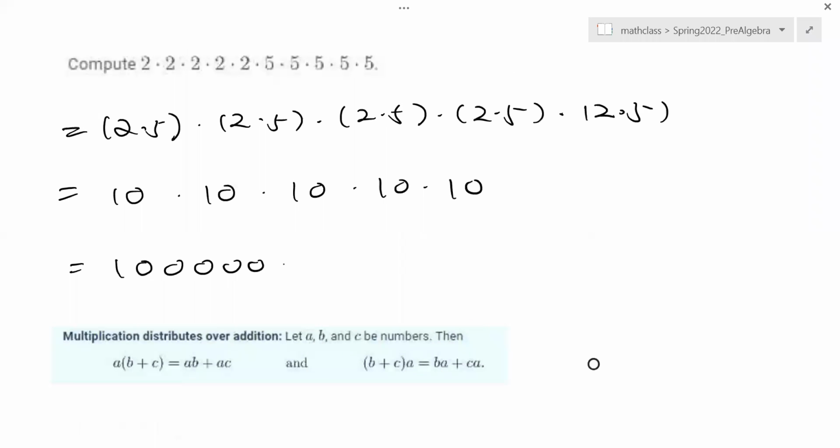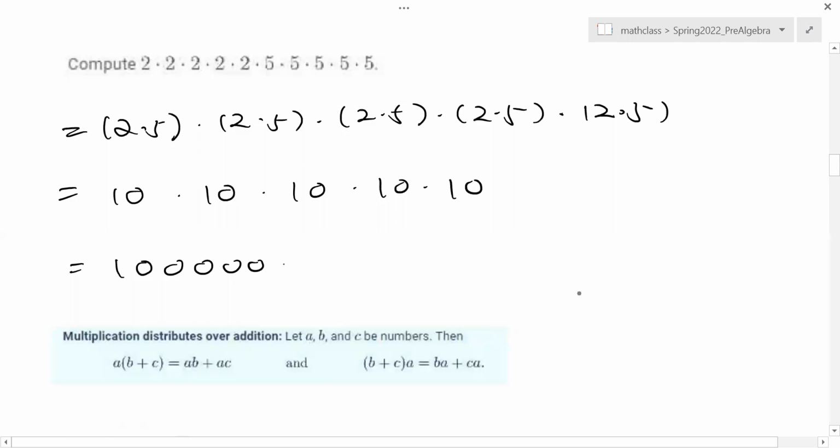Next, I want to mention, because we already mentioned addition and multiplication, there are certain rules that follow. This is called the multiplication distributes over the addition. If A, B, C are numbers, then A times (B plus C) equals A times B plus A times C. But you can also put the answer on the right-hand side: (B plus C) times A equals B times A plus C times A.